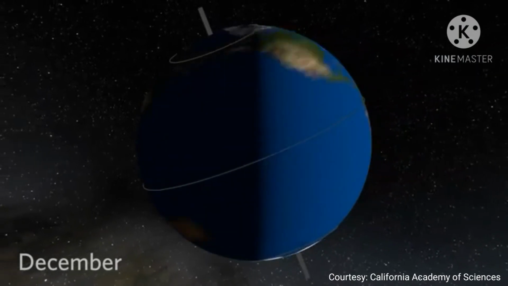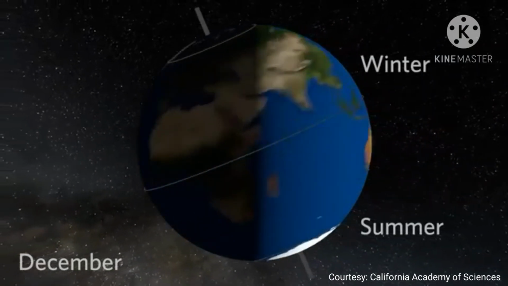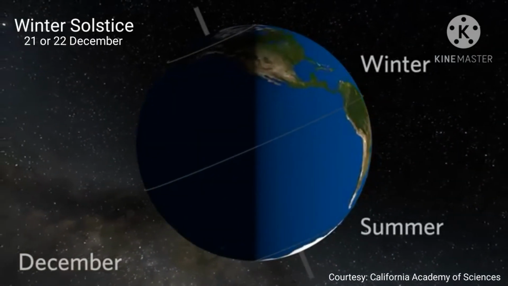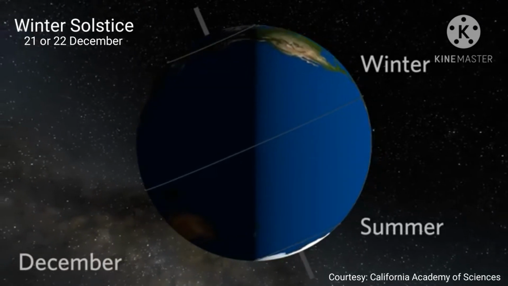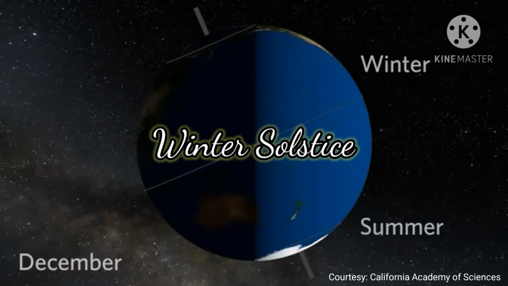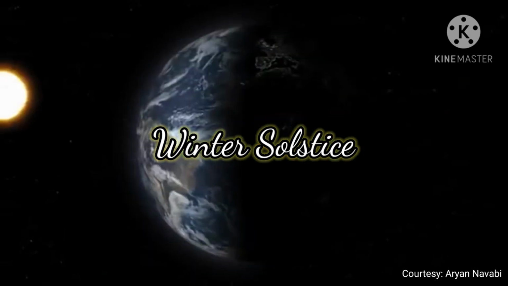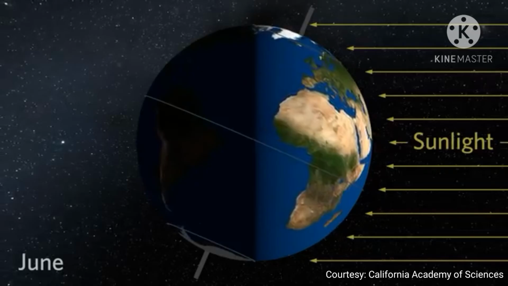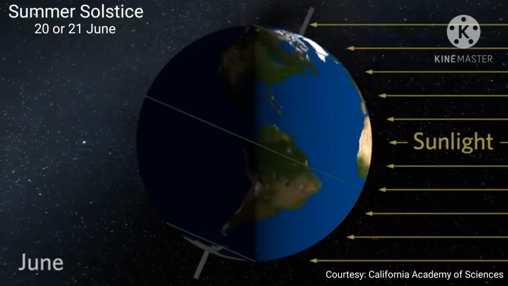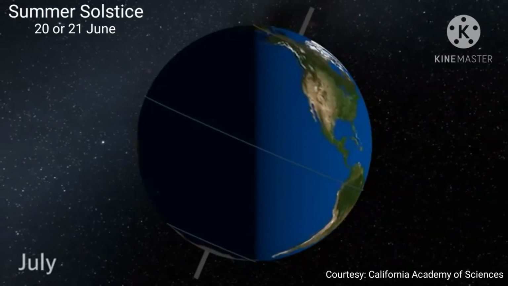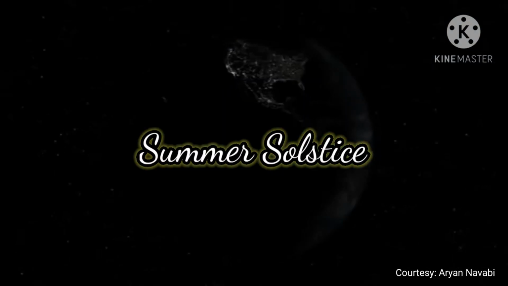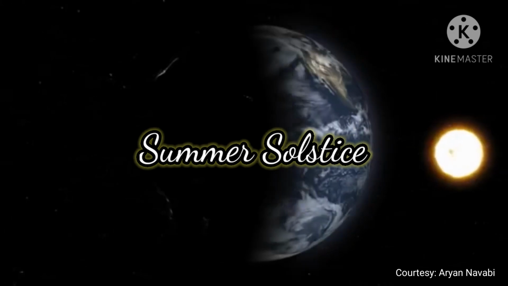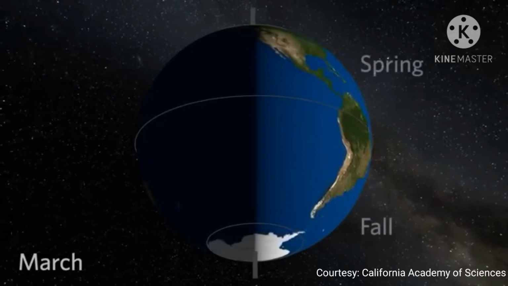In the northern hemisphere, winter generally begins on December 21 or 22. This is the winter solstice, the day of the year with the shortest period of daylight. Summer begins on June 20 or 21. This is the summer solstice, which has the most daylight of any day in the year.